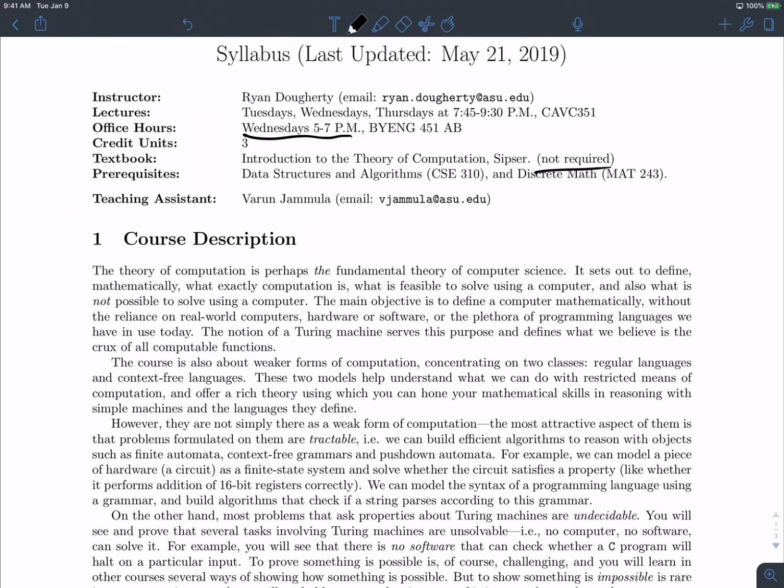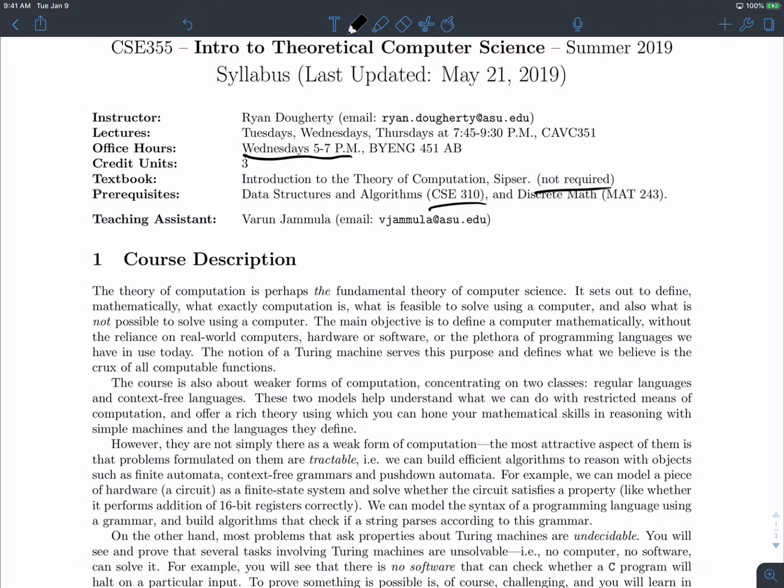So the prereqs are 310. So hopefully you've taken that. Actually, you should have because you couldn't register without it. But from 310, you're not actually going to use a lot of material. But 243, we're going to use a load of material from.